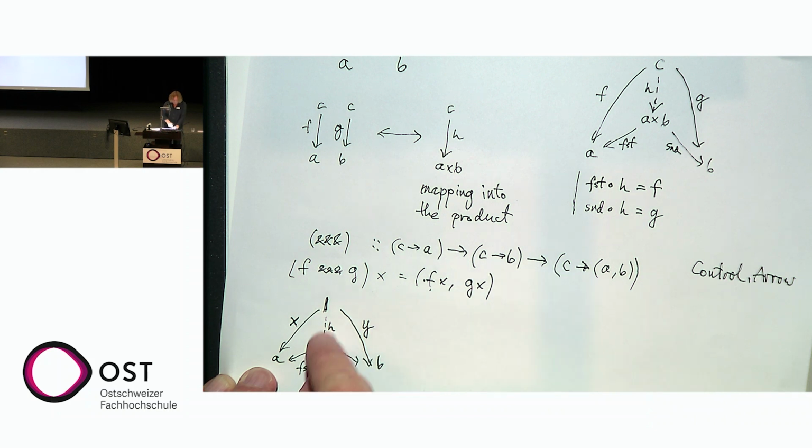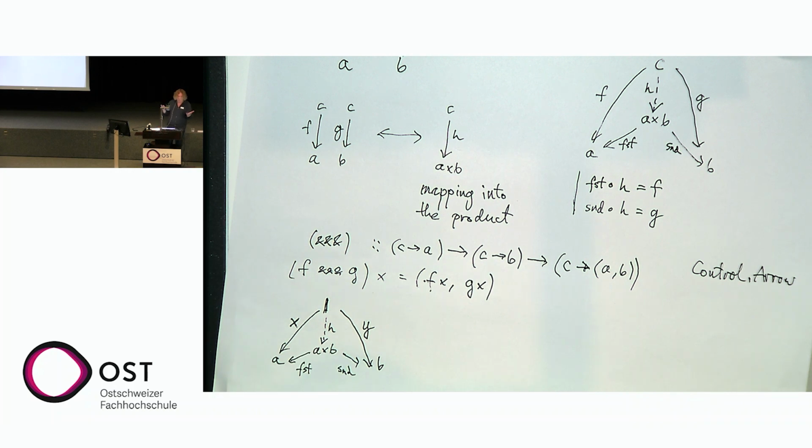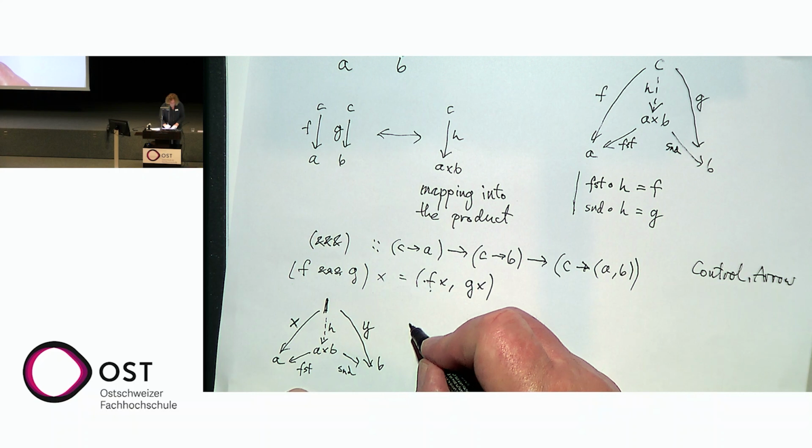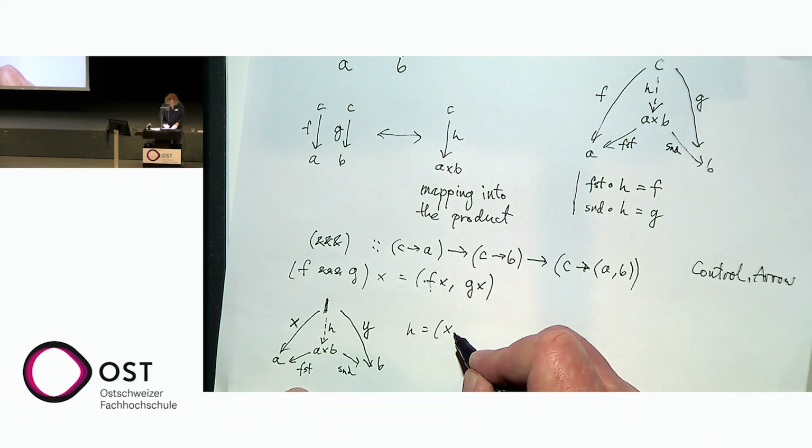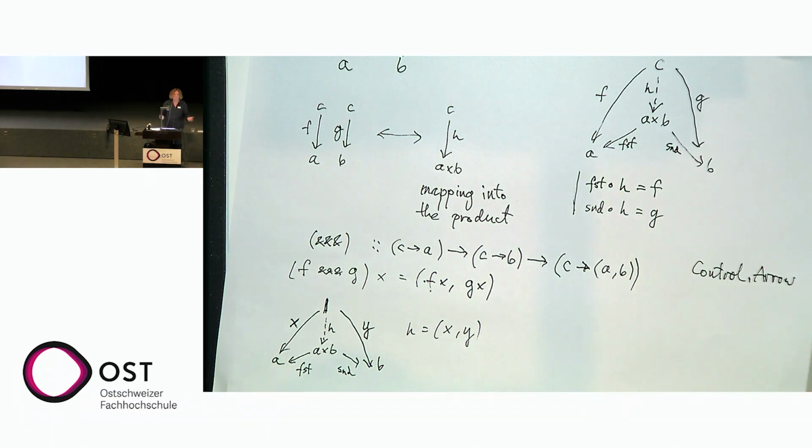And it uniquely gives me an element of A cross B. I call this element of A cross B a pair of XY, right? So H is really XY. So it all works, okay?